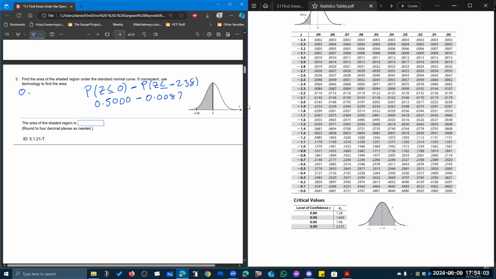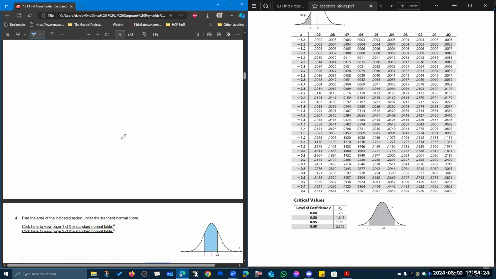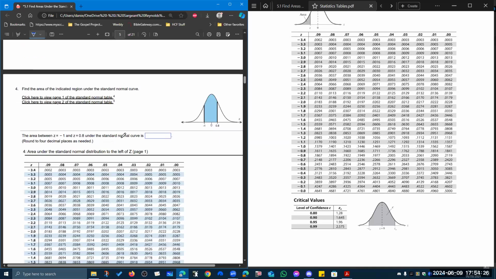This is 0.5000 minus 0.0087, which is 0.4913. That's how we do in between. I'm going to do another in between, but we have a number on the right-hand side and a number on the left-hand side. Always go for the number that's further to the right first.